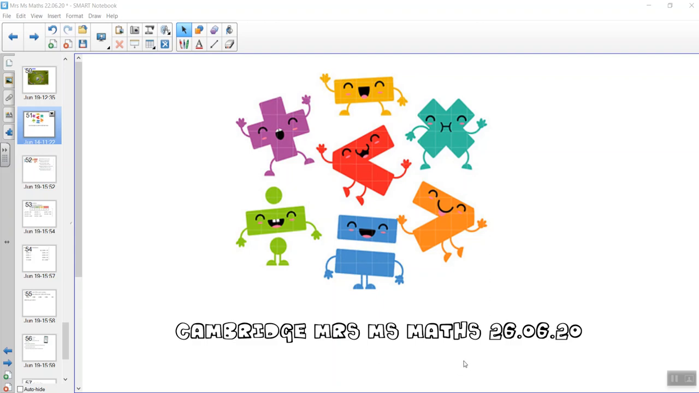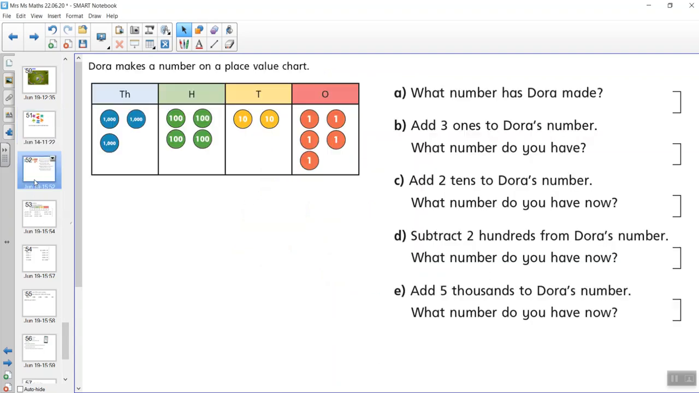This is our last maths lesson for the week, and today we're going to be looking at adding on tens, hundreds, and thousands, and taking away tens, hundreds, and thousands. So, Dora has made a number on a place value chart, and here is her number. First question is, what number has Dora made? So, shall we have a little look?